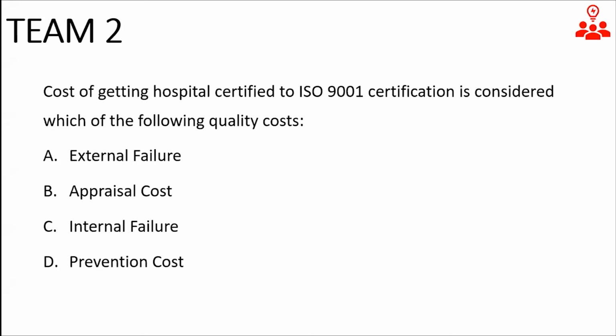Team 3. Team 3, do you want to take a chance? Please tell the right answer. Quick. Team 3, we can't hear you. And prevention cost. Yeah, that's right. So they get 10 points. Please check your audio, Team 3, because the next question is for you.